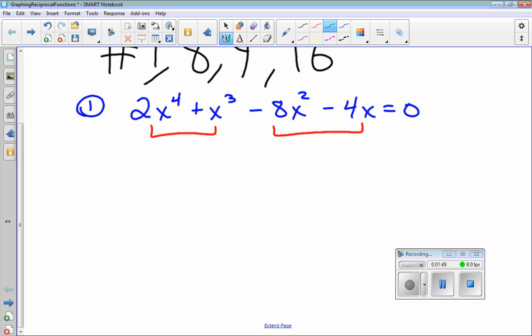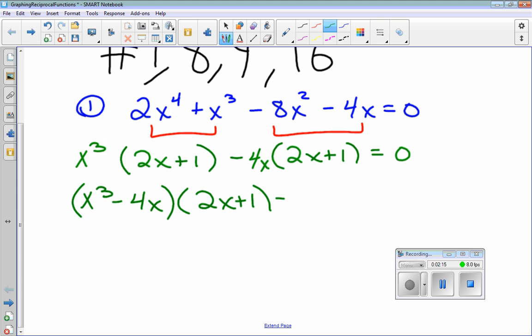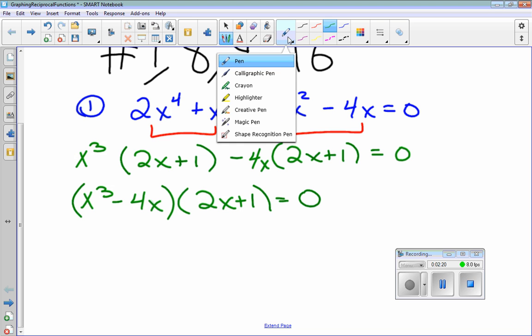X to the 3rd. Take it out. I'm left with 2x plus 1. There has to be a 2x plus 1 here, or it won't factor. What can I take out from the other 2 terms? Not just 4x, but negative 4x, right? Because a negative and a negative. So I'm going to take out x cubed minus 4x as one of my factors, and then 2x plus 1 as the other one. Now, what do you notice about the first factor?